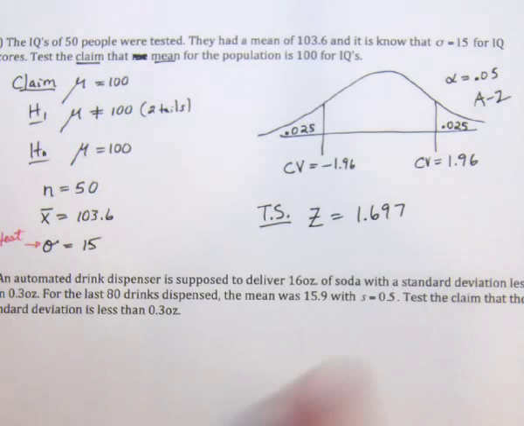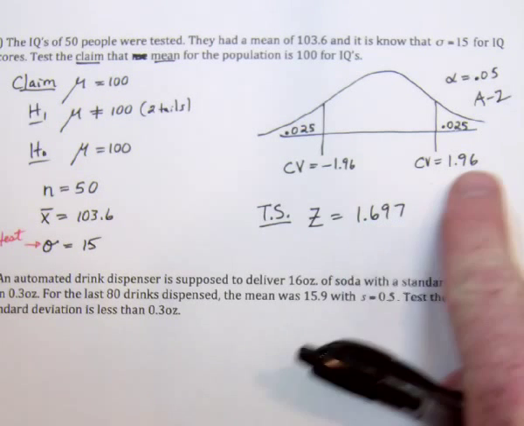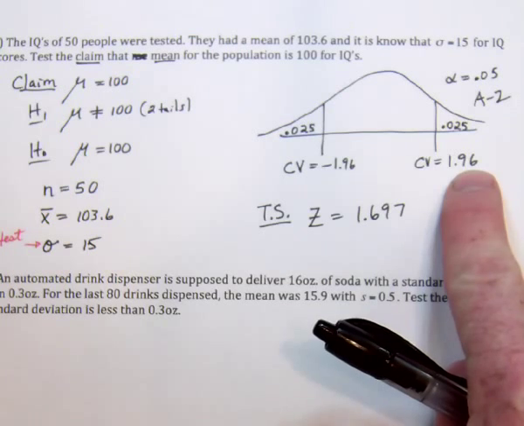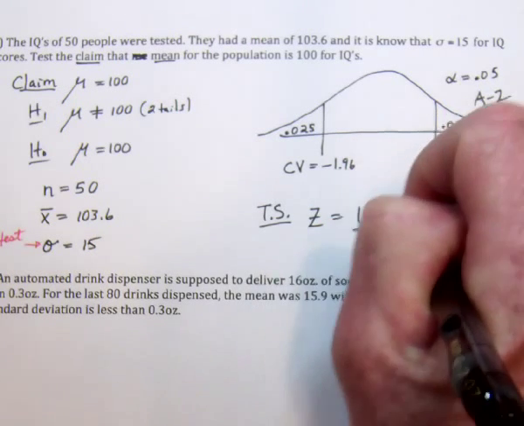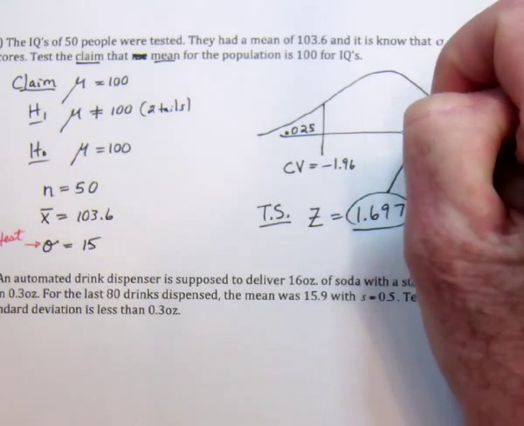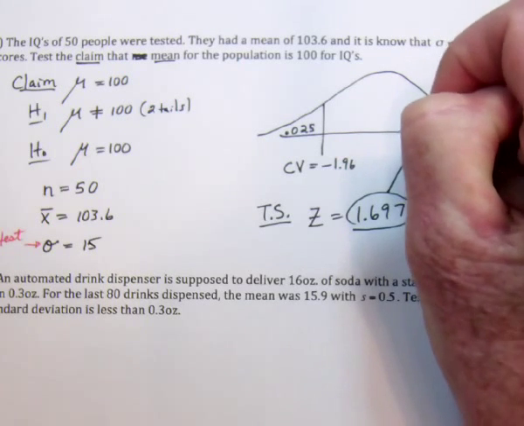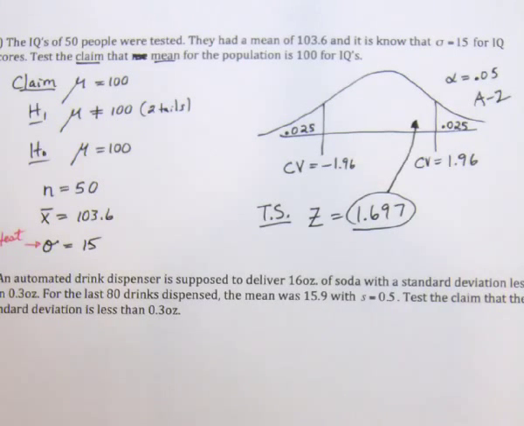So then we're trying to see, does a 1.6 go past a 1.96? And the answer is no. It lands about right here. So that means that, again, fail to reject, we're not able to prove anything.